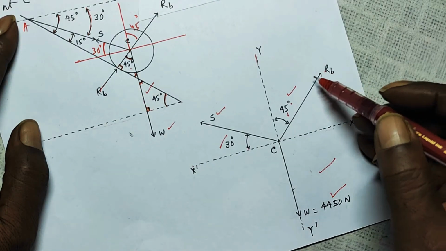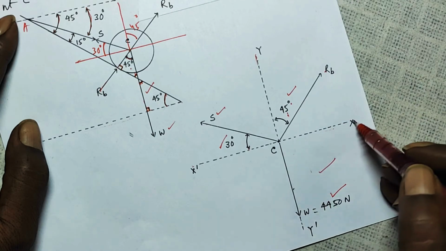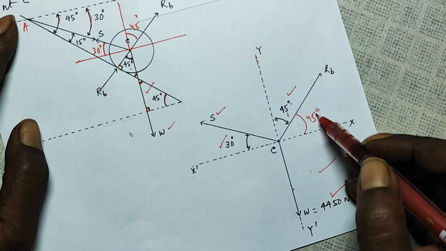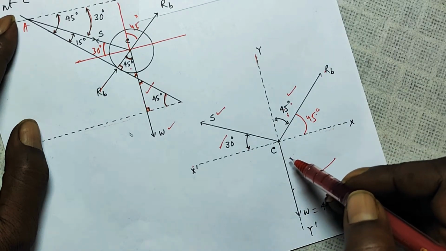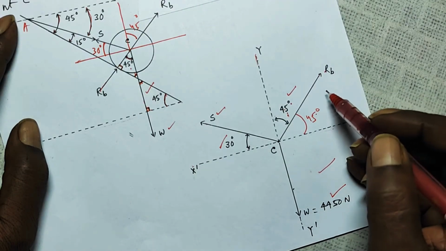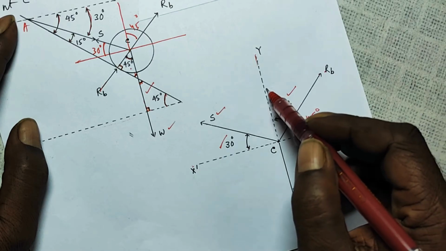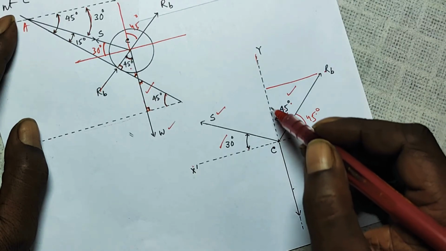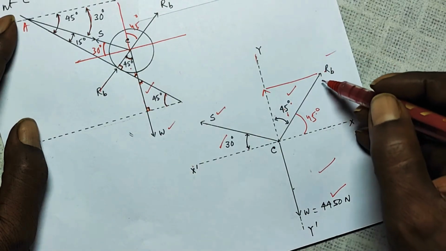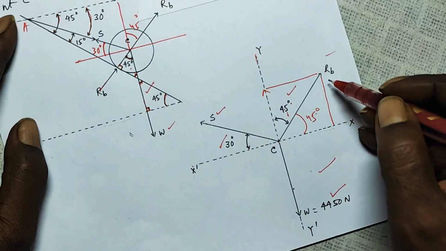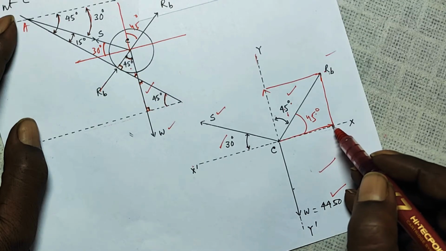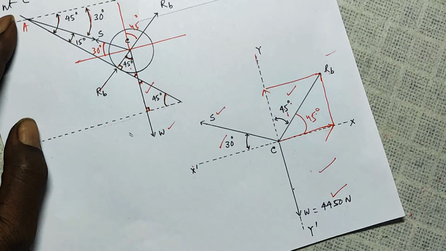This RB is making some angle with the y-axis and some angle with the x-axis, that is obviously 45. Because this is 45, this is 45, and the x-axis and y-axis are perpendicular, so together they have to be 90. So we can resolve RB into rectangular components. If you drop a perpendicular from here to here, it will be RB cos 45, and if you find the projection of RB on the x-axis, from here to here will be RB cos 45.